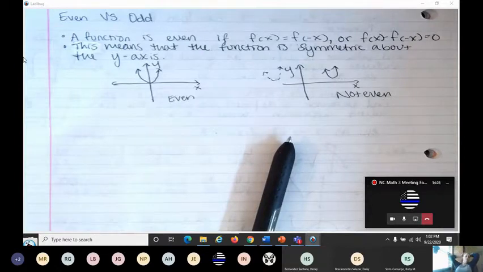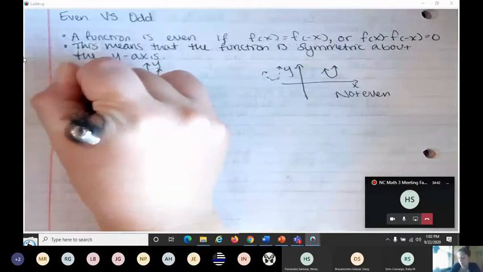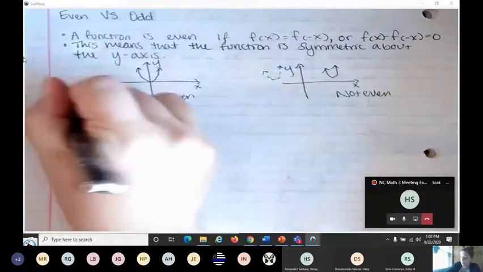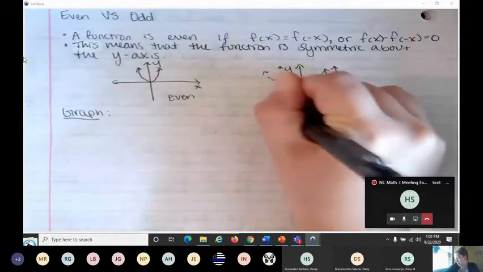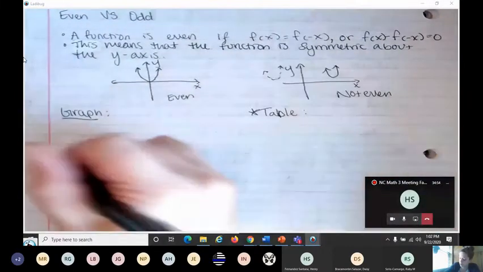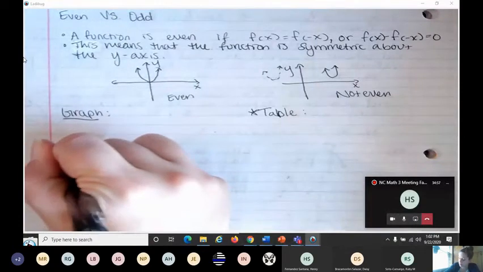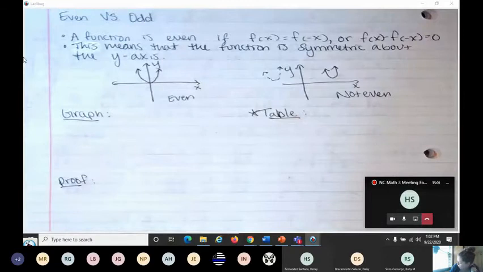So there are three ways to decide if a function is even or odd. And I'm going to let you guys pick which of the three ways you want to do. So the three ways are by graphing. You can also look at a table. This is probably the easiest way. I'll star it. Or you can do a proof, which is probably the hardest way. So these are the three ways we can tell that it's even.